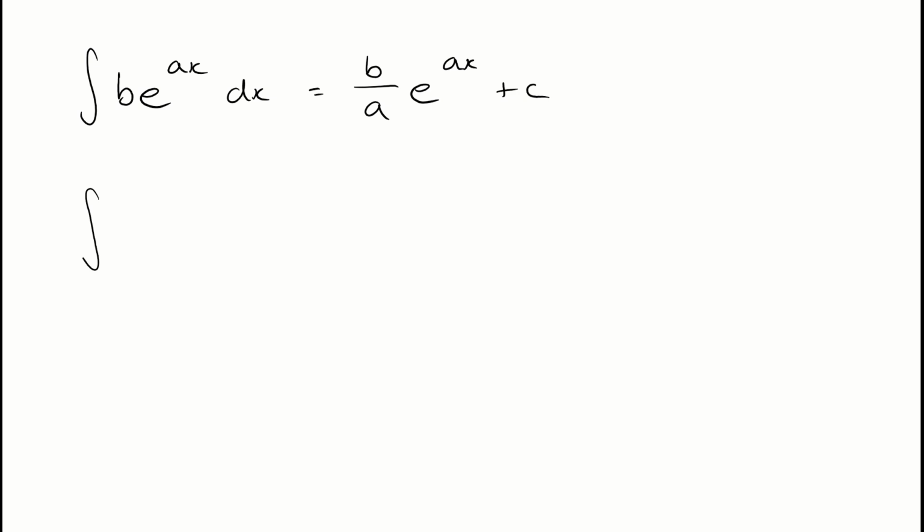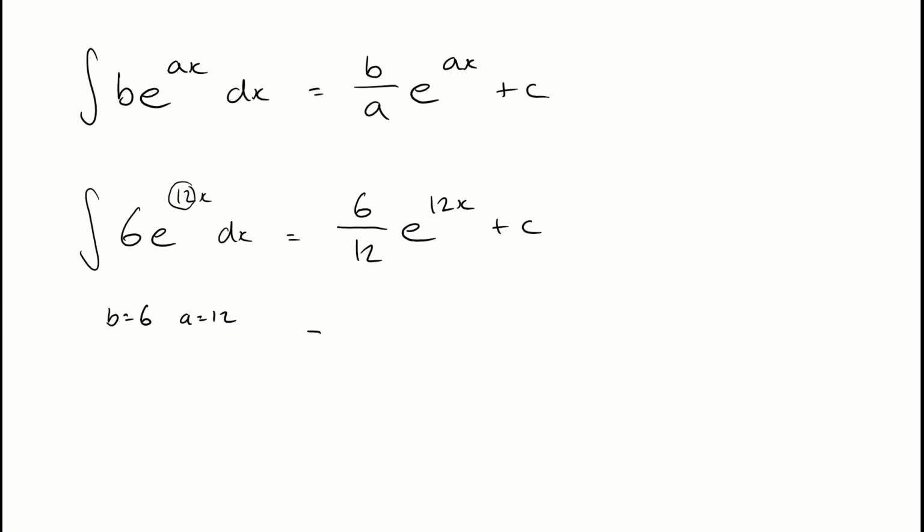If we were asked to anti-differentiate 6e to the power of 12x with respect to the variable x, well then in this particular case, b would be 6 and a would be 12. So what do we do? Well, we keep our b there, our 6. We divide it by our exponent, our 12 here, multiplied by e to the power of our ax, or our 12x plus c. So we just end up with e to the power of 12x divided by 2 plus c.